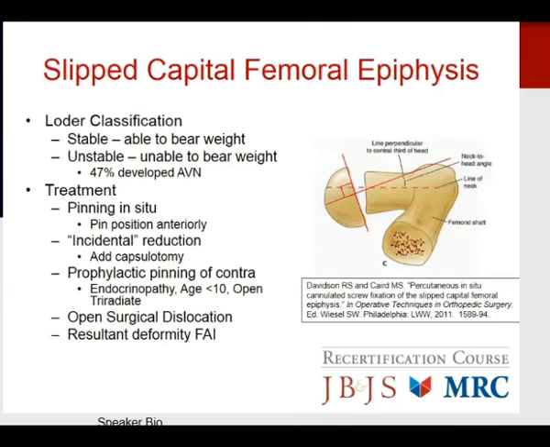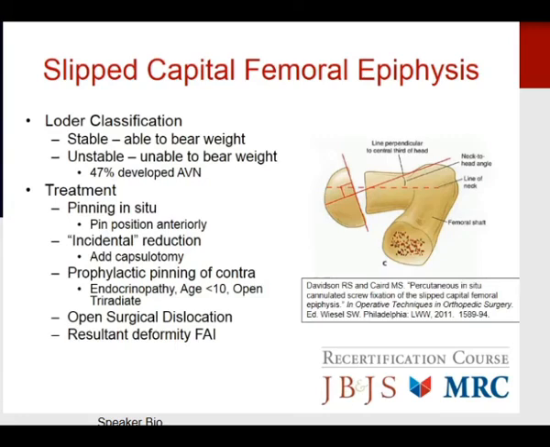The Loder classification is based upon whether the child can bear weight or is unable to bear weight, with stable injuries being those where the child is able to bear weight, unstable being unable to bear weight even with crutches. This is important because it's a prognostic classification system. Dr. Loder demonstrated that unstable injuries have an up to 47% risk of avascular necrosis, whereas for stable injuries, that risk approaches 0. The mainstay of treatment is pinning in situ.